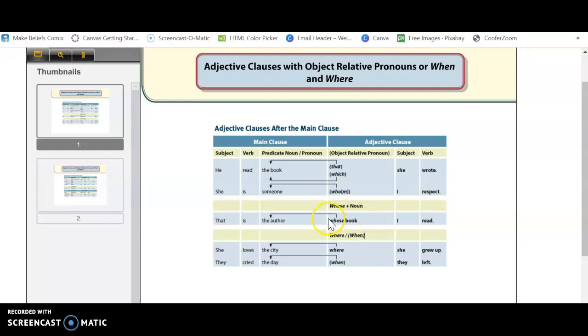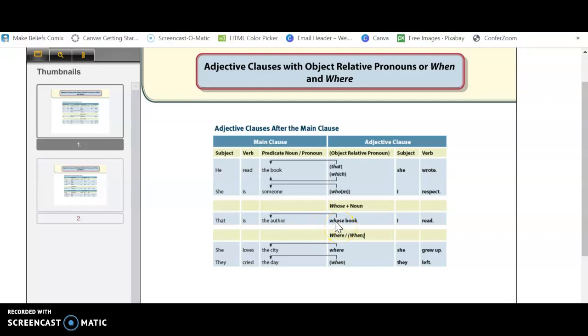The next one is the example of how to use whose plus noun. So we have that is the author, whose book I read. Again, if we want to divide this sentence into two, we would say that is the author, period. I read his book. So whose book did I read? The author. And because we have the author already in the first sentence, we're going to use this to describe whose book I read. So I'm going to use, I read his book, and I'm going to move this now here to describe the author.